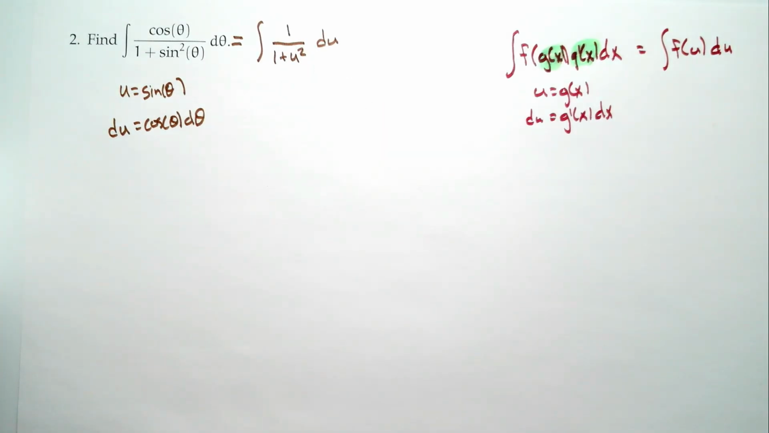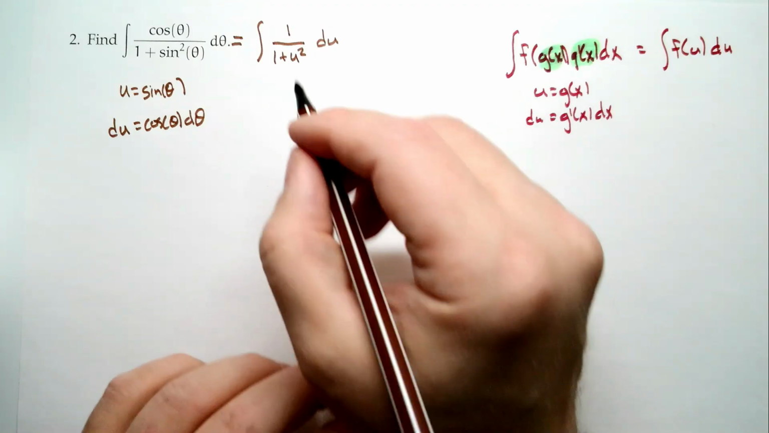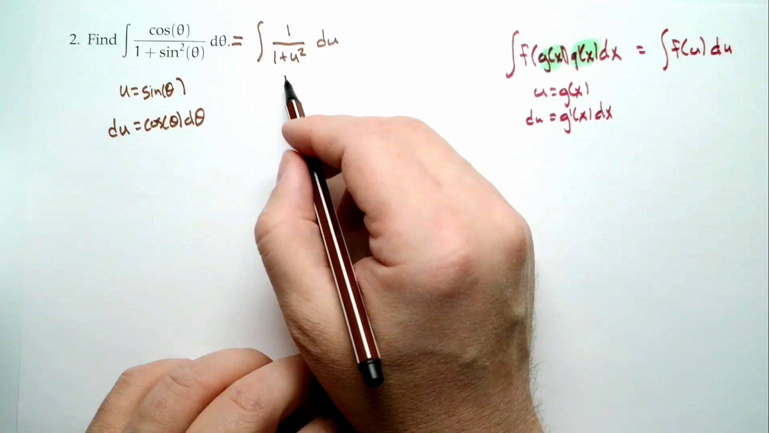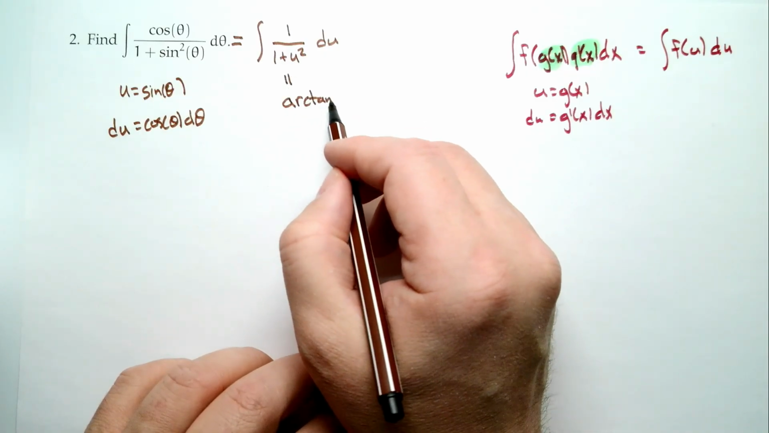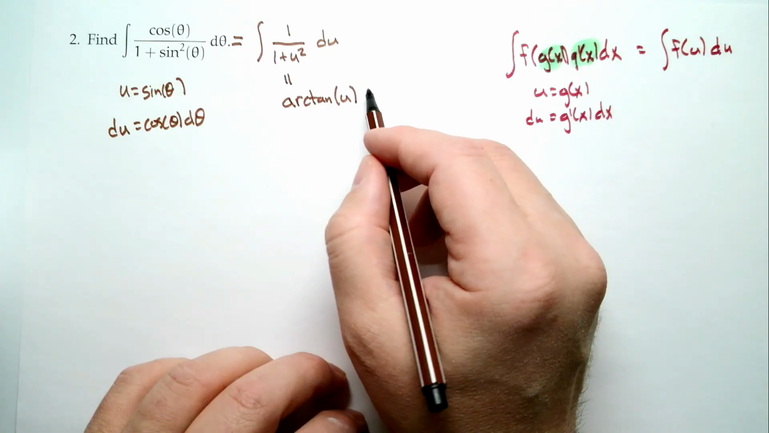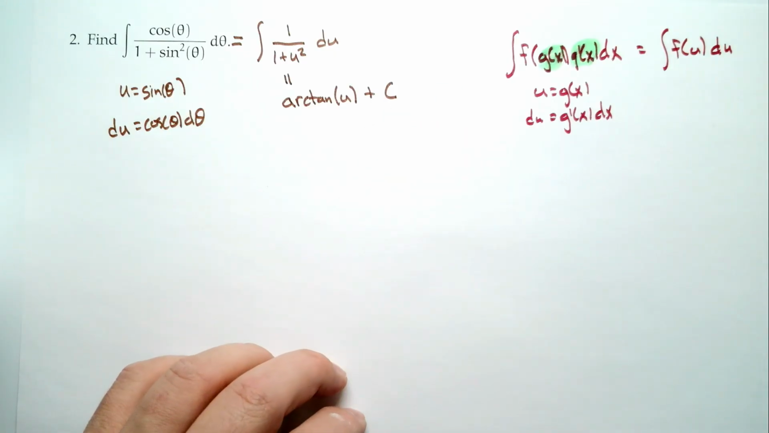So after the substitution, we've gone down to an integral of 1 over 1 plus u squared. And 1 over 1 plus u squared, it's on our list. It's a great function. It's a wonderful function. Some people think it's even the best function. Arctangent. So arctangent of u, and then of course we put plus c.